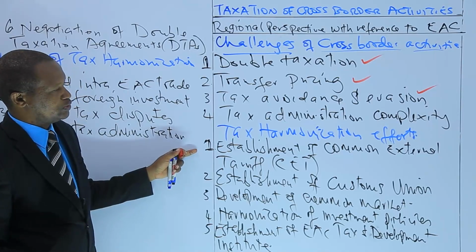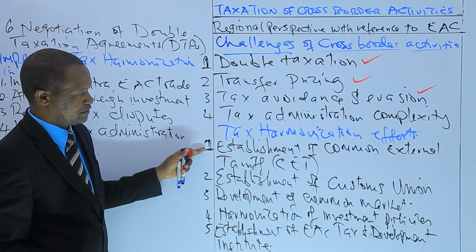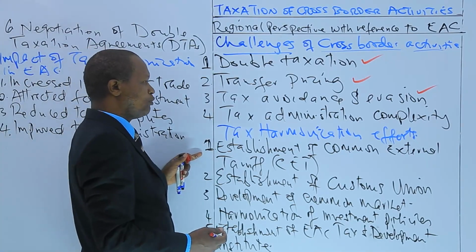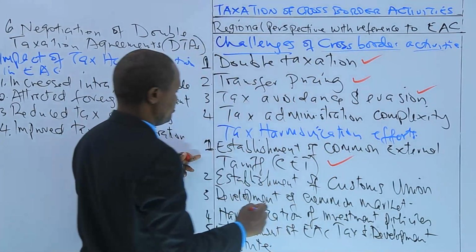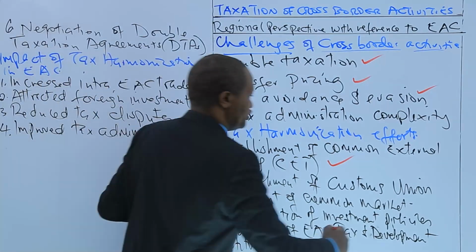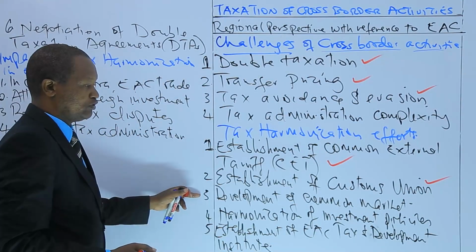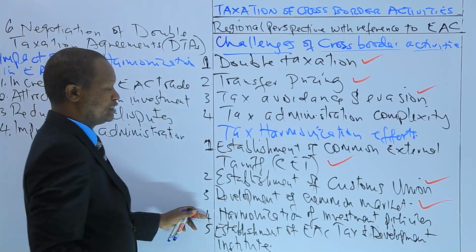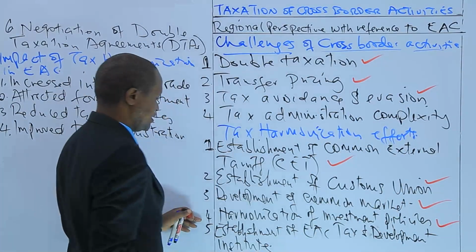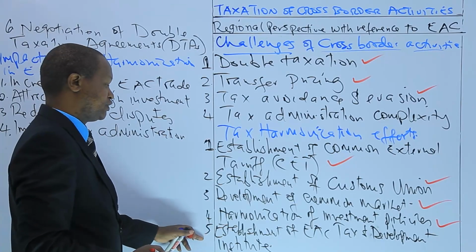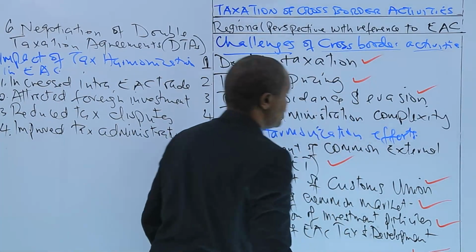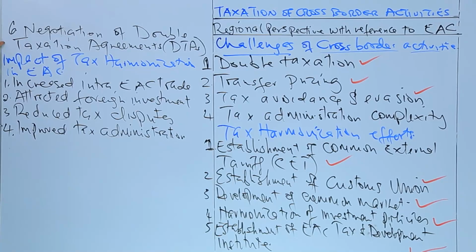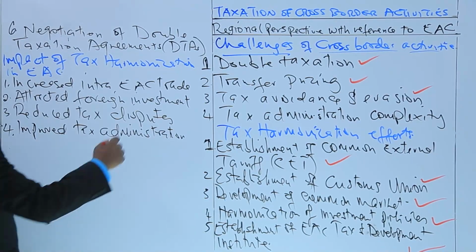Then we've gone ahead to highlight the efforts that have been put in place by the East Africa Community. The first is establishment of common external tariffs. Number 2 is establishment of customs union. Number 3, development of a common market. Number 4, harmonization of investment policies between the member states. Then lastly, we have the establishment of East Africa Tax and Development Institute, and negotiation of double taxation agreements between the member states.